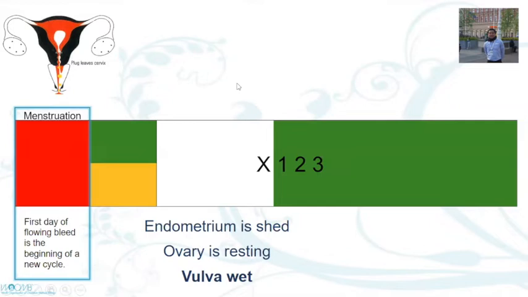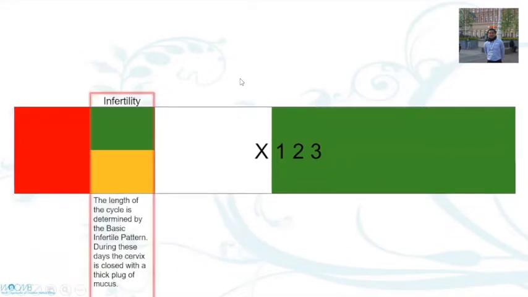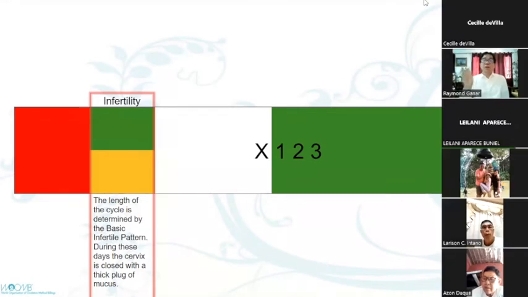So, wet bleed. Now, after menstruation is a period of infertility. Take note of that. Immediately after menstruation, the cervix is completely closed by the mucus plug. After menstruation, that will be infertile. And you know that, that is the BIP.